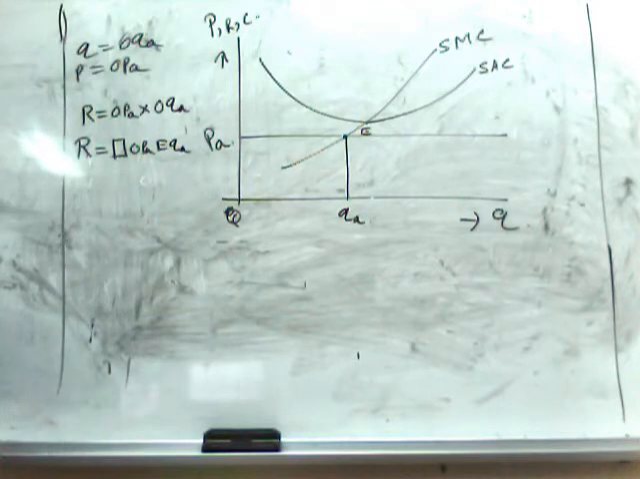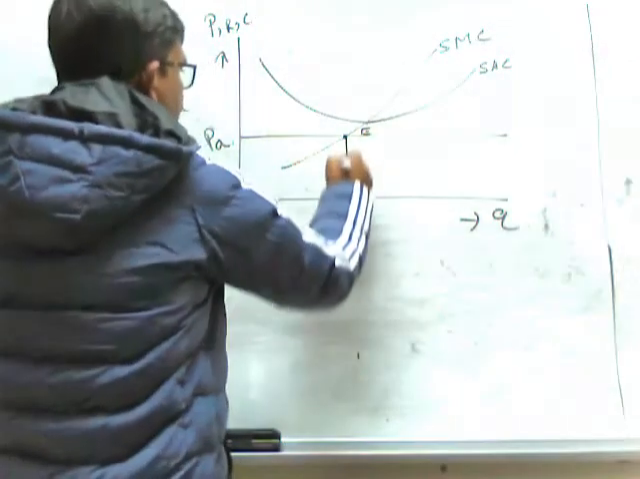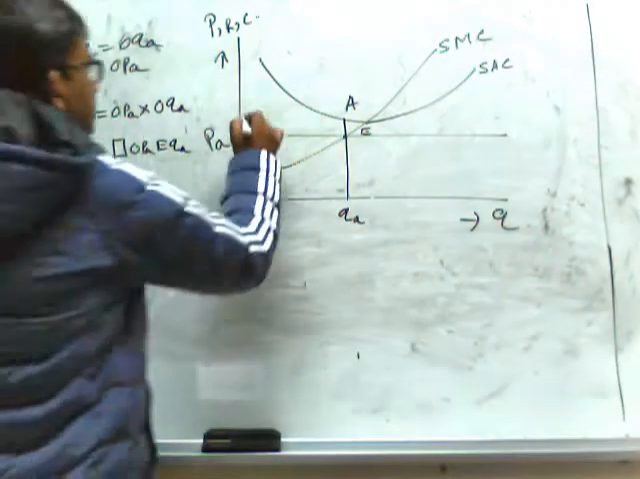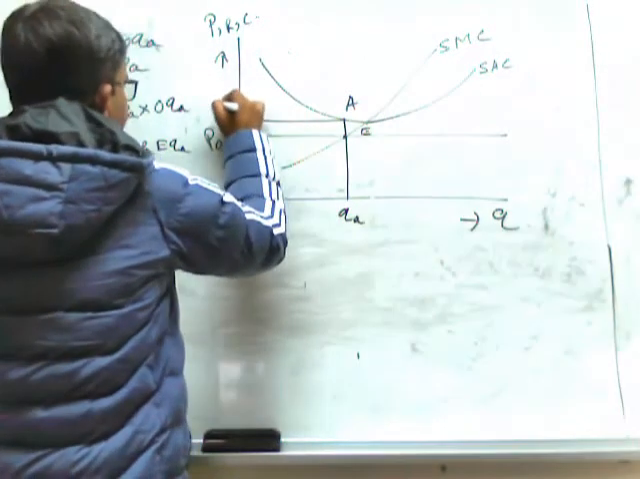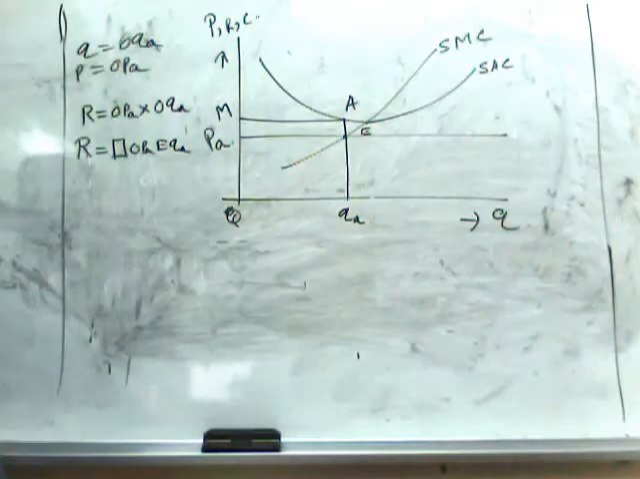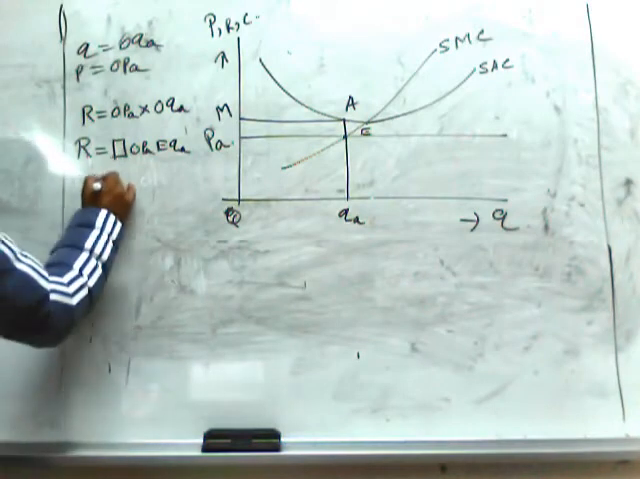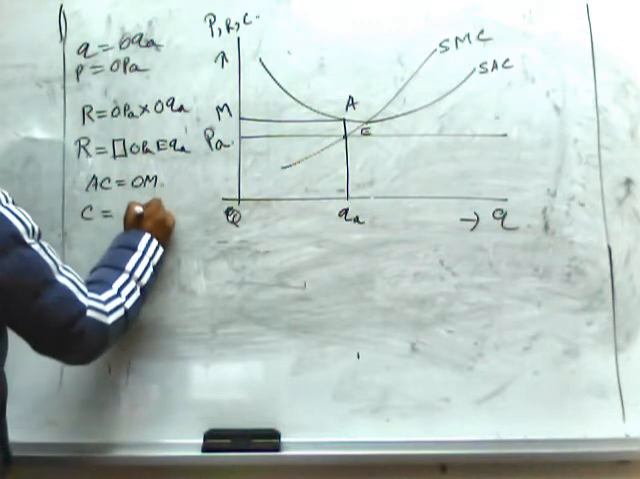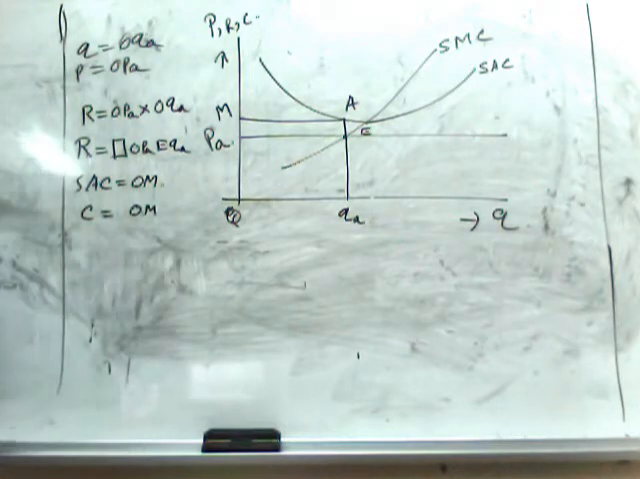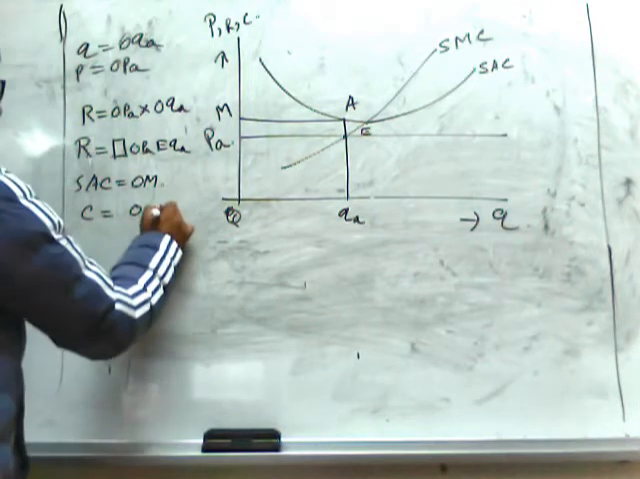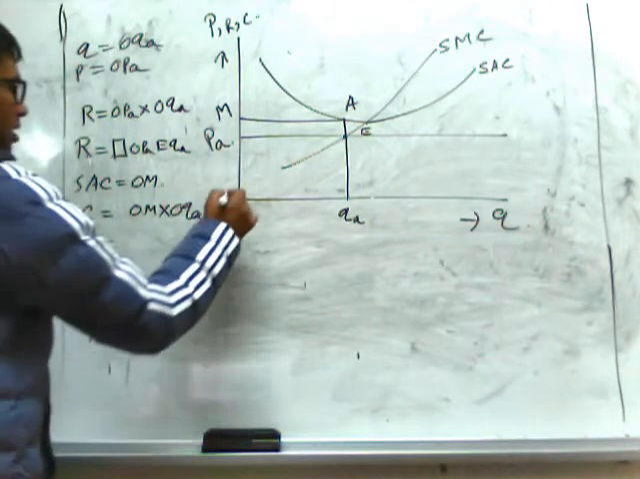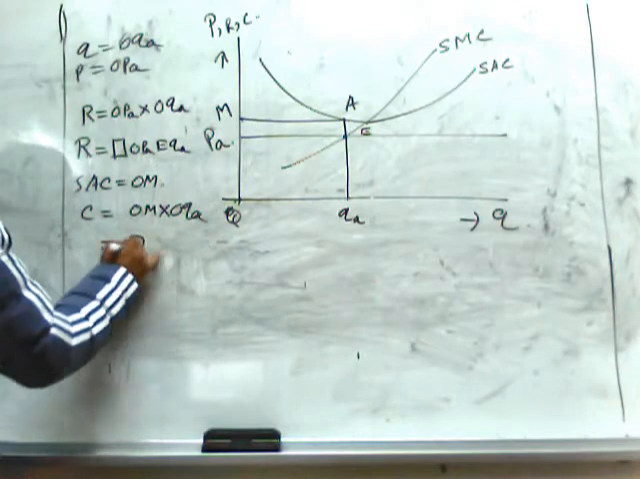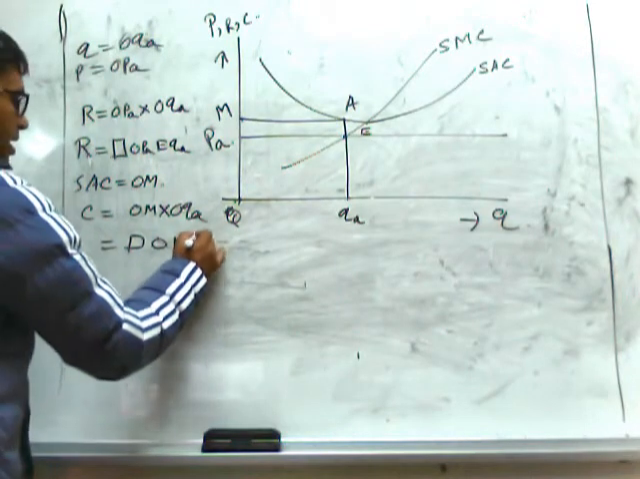Now we have to measure the cost. So at this point average cost is QAA, which equals OM. So average cost equals OM. So total cost will be equal to OM multiplied by OQA, average cost multiplied by output. So it is the area of the rectangle OMAQA.